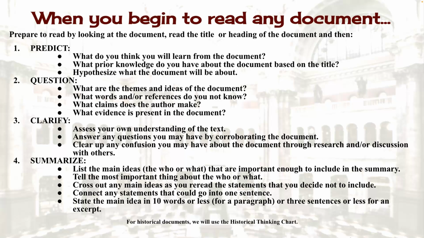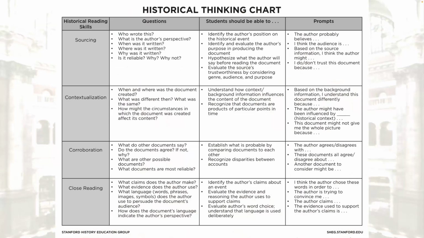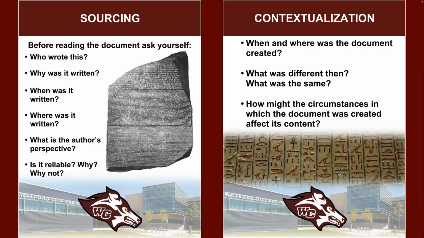All right, when we're using historical documents, we will also use the historical thinking chart, which is this. We're going to talk a lot about sourcing, contextualization, corroboration, and close reading in our classes. You will have a paper copy of this historical thinking chart. It is also posted in Google Classroom for you. So you'll have all the tools you need. You just need to use the tools.